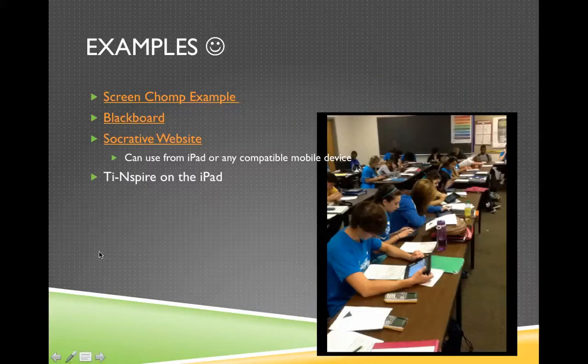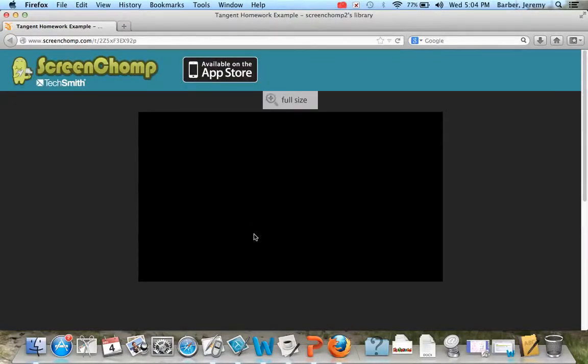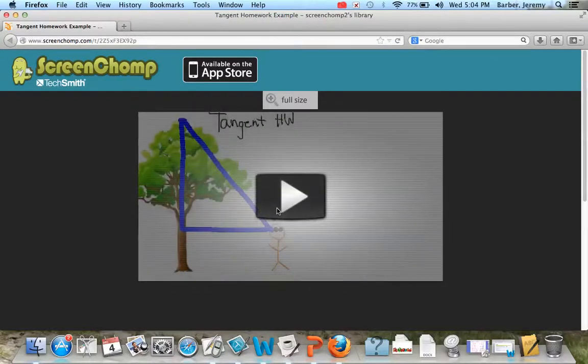So here are some examples I have. I want to show you a ScreenShop that I made last year. It's the only one that I had on me at the time. It just takes a second to load up here. So like I said, ScreenShop is just a blank whiteboard, but you can put pictures on there, and then you can write on it and talk over it as you're writing.